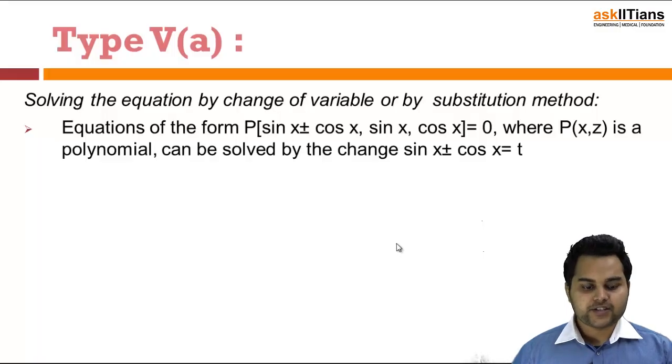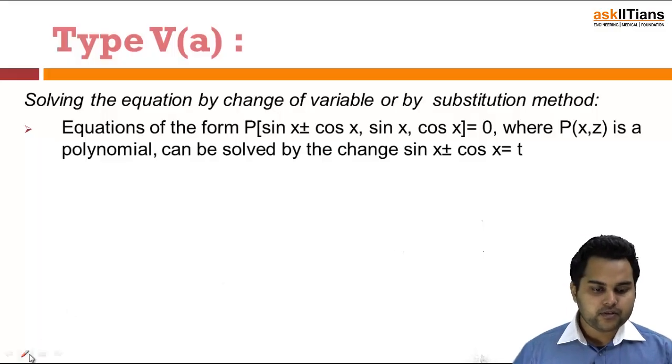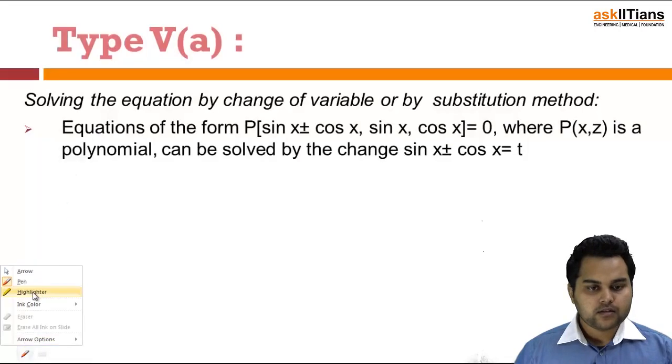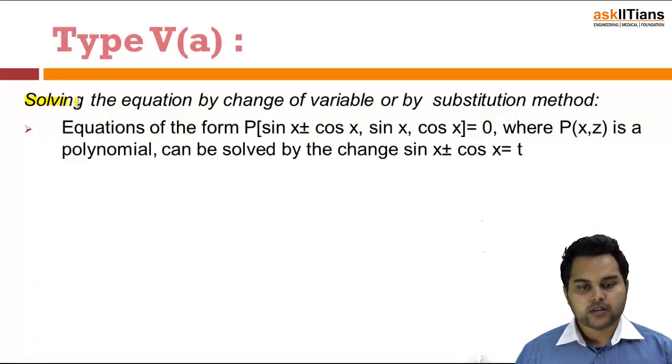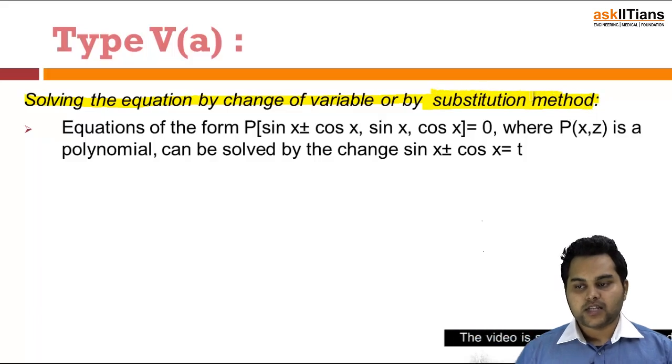Now moving on to the next type, that is type 5, that says solving the equation by changing the variable or by substitution method. So the substitution method will be more stressed upon in this example.